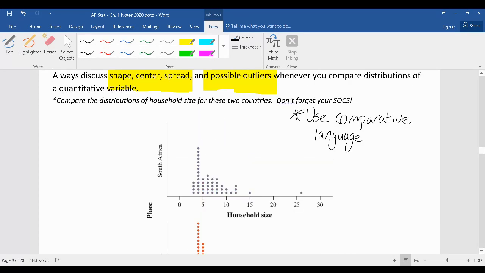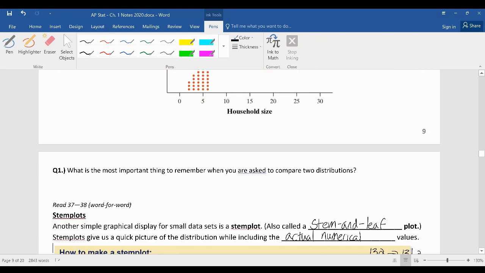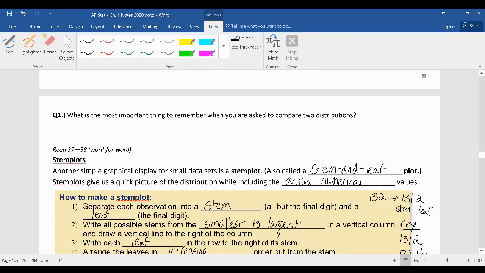We're going to do this example in class, but one important thing to keep note of and to write down is that you want to use comparative language. So what does that mean? We want to use things like higher, lower, less, more. You don't just want to say the mean household size in South Africa is 12. The mean household size in the UK is 8. That's not comparing. We need to use things like higher, lower, more, less to actually compare the distributions. We'll answer this question in class as well.